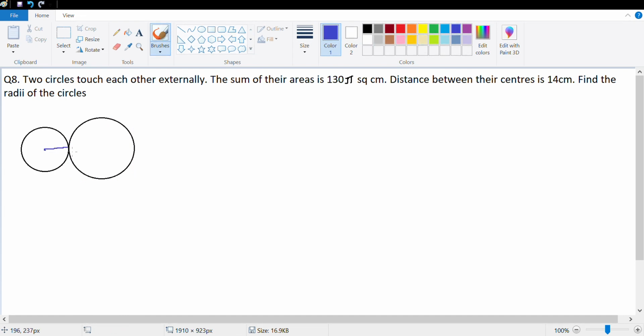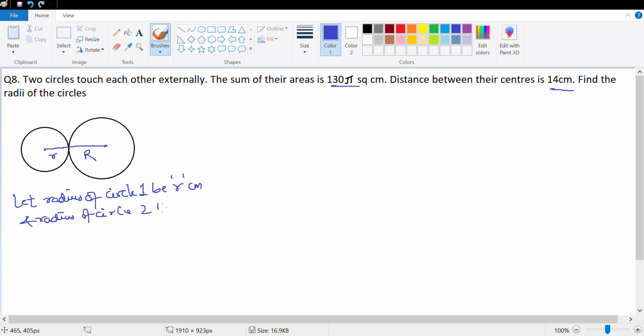So let the radius of one circle be small r, radius of the other circle be capital R. Perfect. Sum of this area is 130 pi and the distance is 14. So let radius of circle 1 be r centimeter and radius of circle 2 be capital R centimeter.